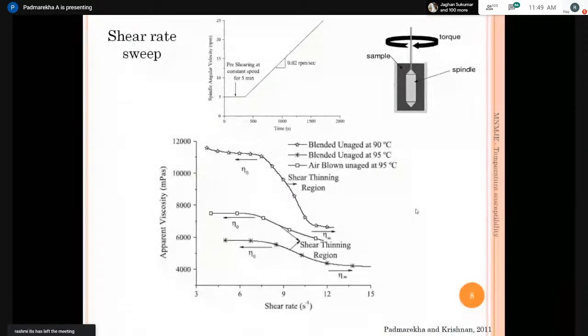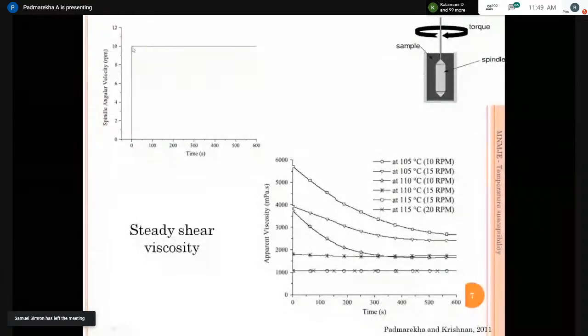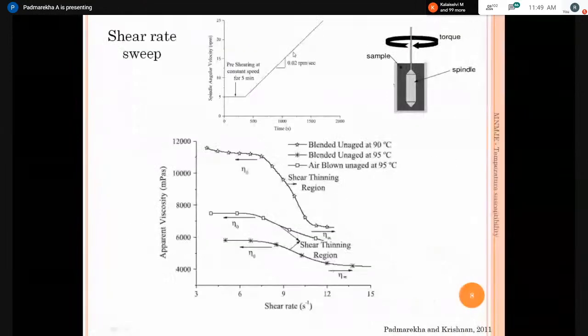So this is a steady shear test in which we keep the spindle speed constant with time. Now what will happen if you vary the speed of the spindle? Say something like this. I vary the speed of the spindle with respect to time. So initially my spindle speed is 5 revolutions per minute. Over a period of time, I slowly increase my spindle speed and maybe here all the way up to 25 revolutions per minute. So what will be the response of a bitumen? If you see this test, we call it a shear rate sweep test.